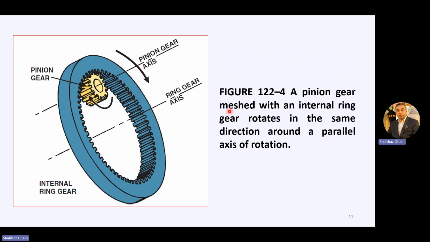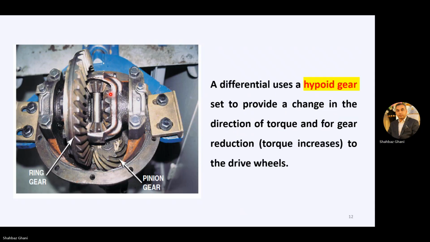Now another gear: a pinion gear meshed with an internal ring gear rotates in the same direction around a parallel axis of rotation. This is a ring gear, okay? And then we have a pinion gear. And this is the axis of rotation. Pinion gear axis is like this, and ring axis is like this. So it rotates in the same direction.